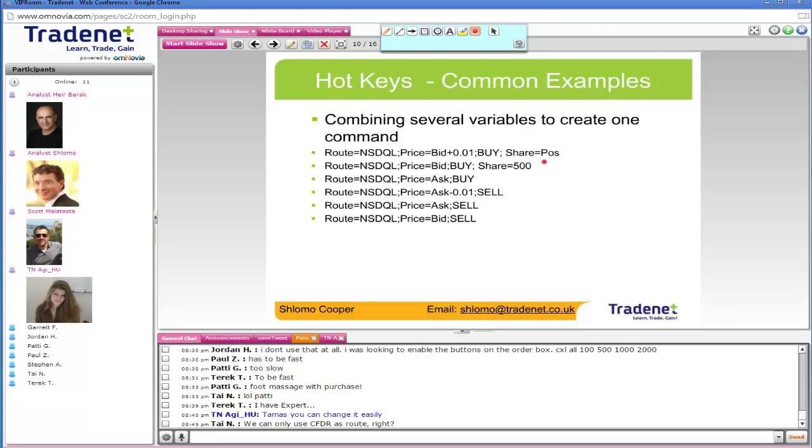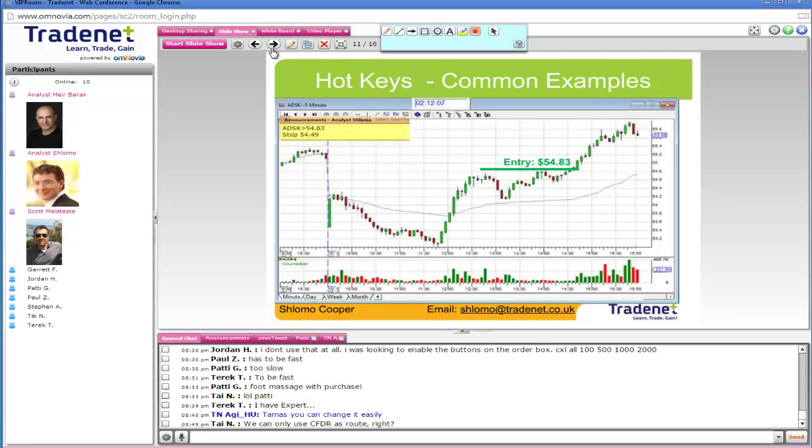The other thing is that I can also send a sell order. For example, route equals Nasdaq L, price equals ask minus 0.01. That means I want to be the first seller with the best price. So I'm telling Colmex to look for the seller with the best price now, decrease 1 cent, so I can be the first in the line. And after the semicolon, we put a sell command. All right, so we can combine a couple of variables to create one order.